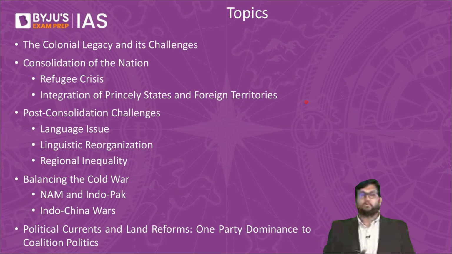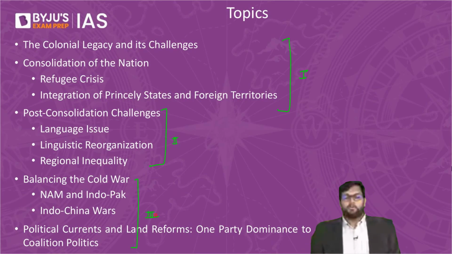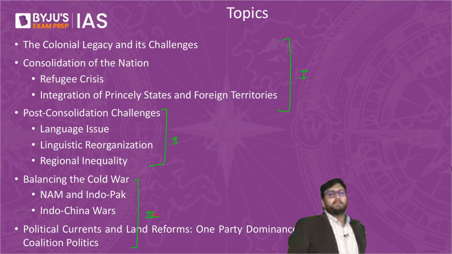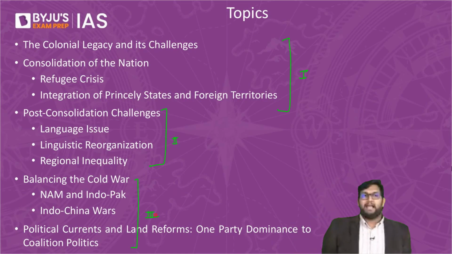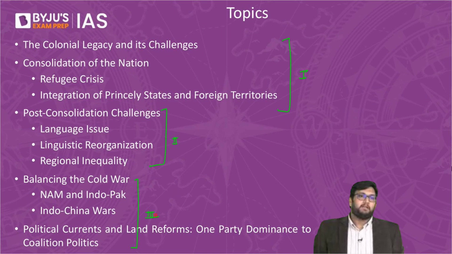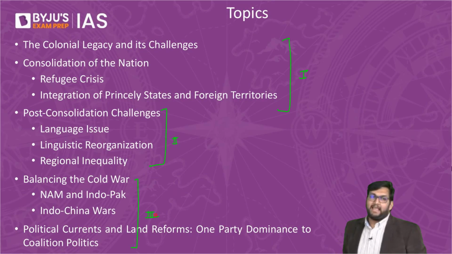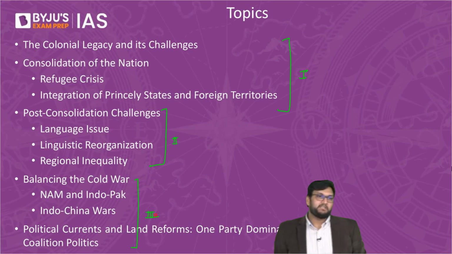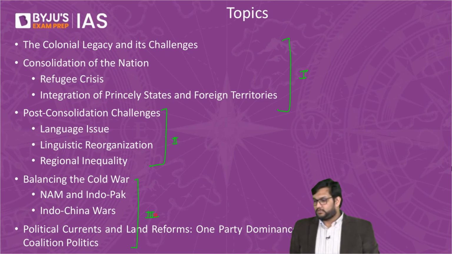Now, what are we going to cover? This is module 1, this is module 2, and this is module 3. Module 1 is the challenges which India had as a nation as of 1947: the colonial legacy, the challenges, partition, and the biggest issue which the British gave us, which is integration of princely states. Second, tomorrow we will discuss the language issue, linguistic reorganization, and regional inequality.